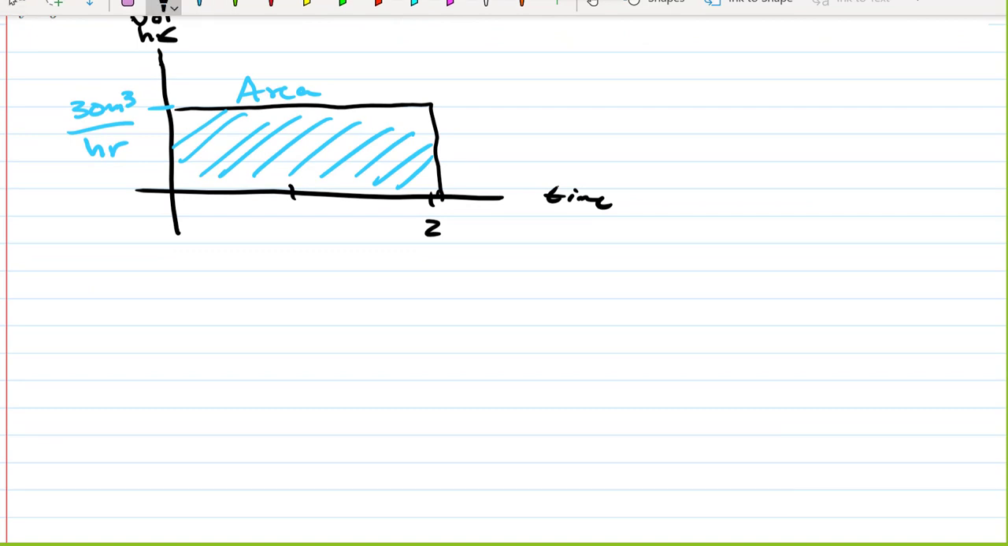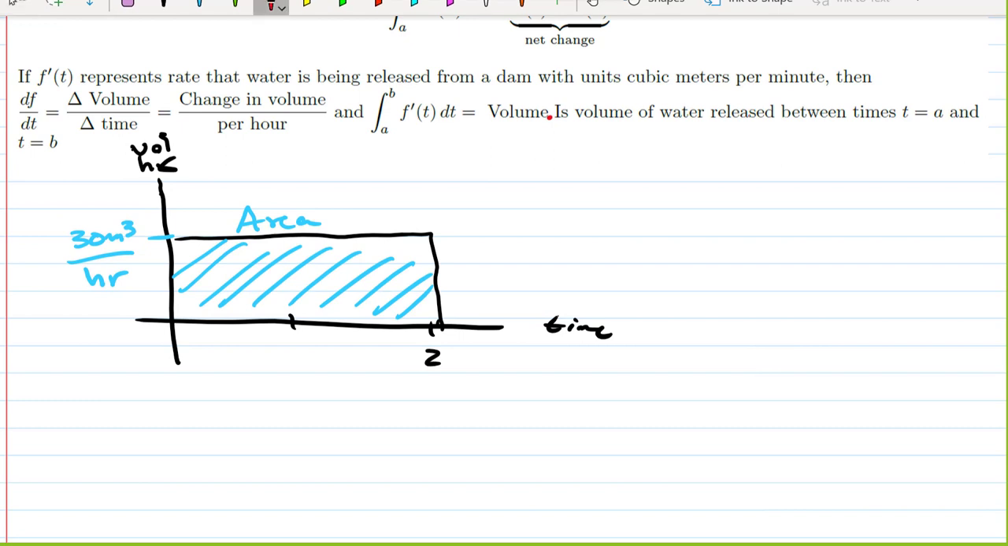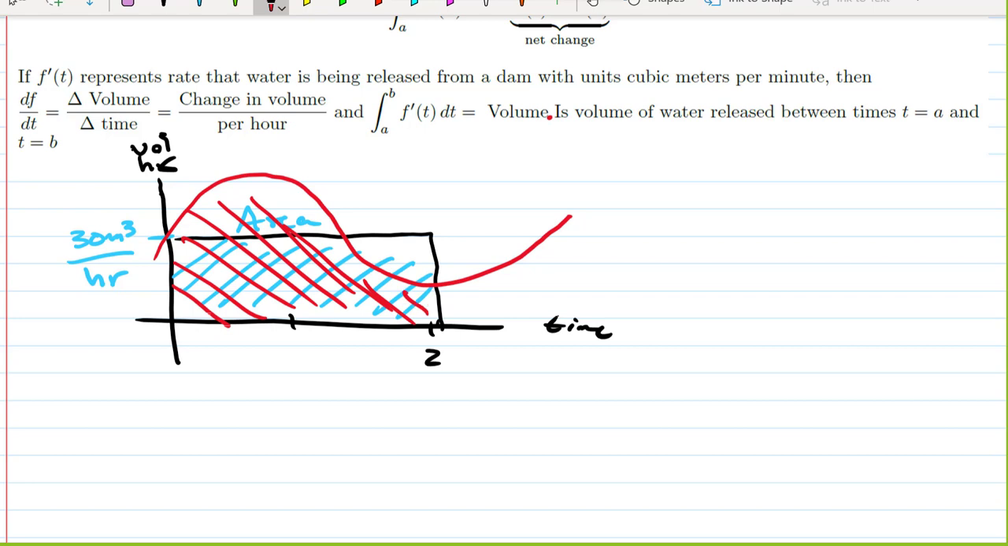But now imagine, instead of having a constant rate of change, what if the rate of change of water looked something like this? Well, then the amount of water that came out would still be the area, but we wouldn't be able to approximate it with a simple multiplication problem. We would have to do a Riemann sum, and then that Riemann sum would give us an integral, and the integral would give us the exact area underneath the curve. So this allows us to find out exactly how much water came out if we know what the rate of change is.